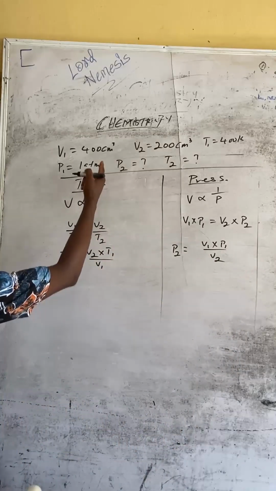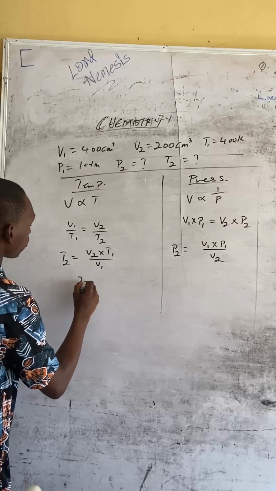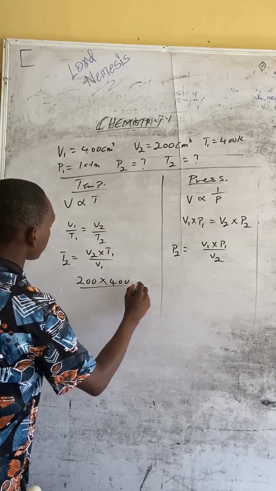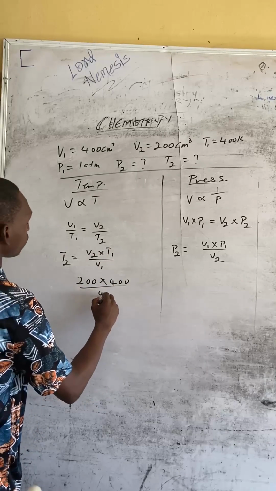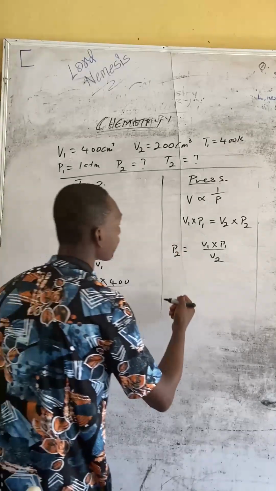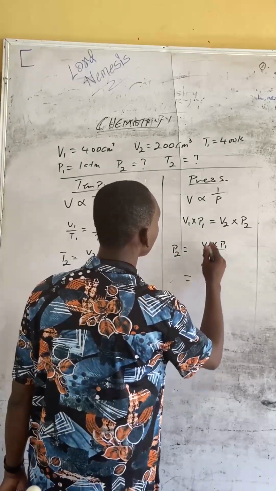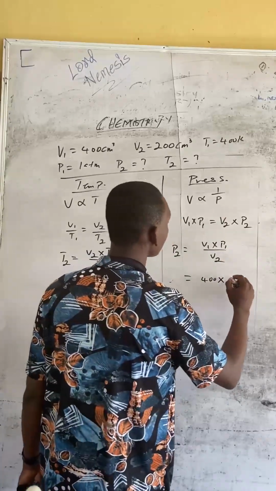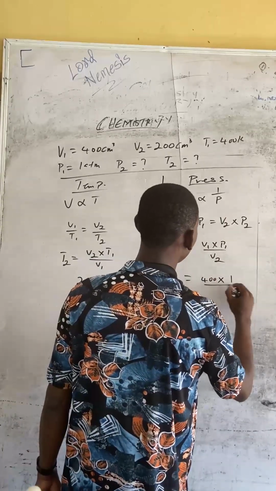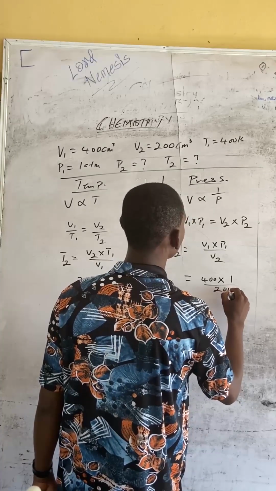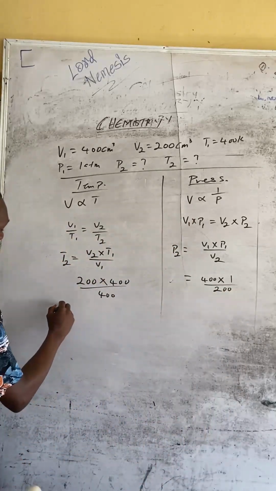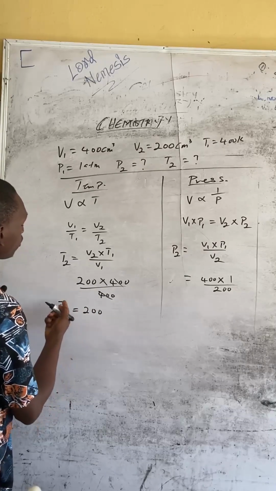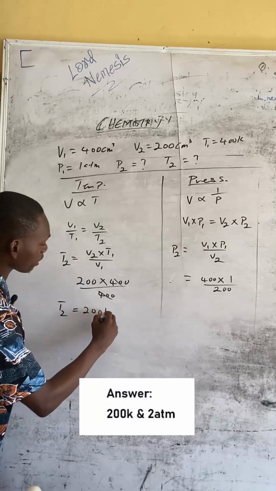Now let's simply plug in our parameters. Our V2 is 200 times our T1, which is 400, divided by our initial volume, which is 400. Now what about for here? V1 is 400 times our P1, our P1 there is 1 atm, all divided by V2, which is 200. Now if we simplify that, this cancels this, and we are left with just 200, and the unit for temperature is Kelvin.